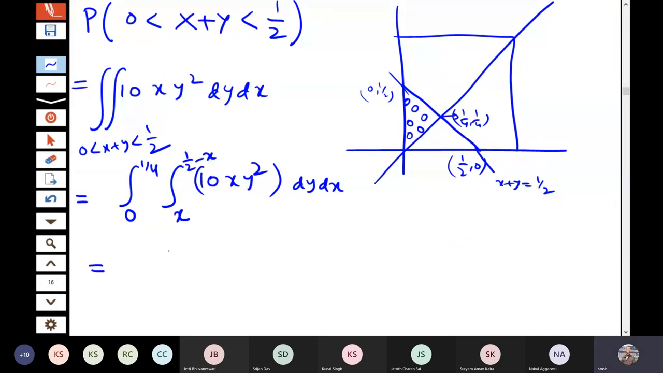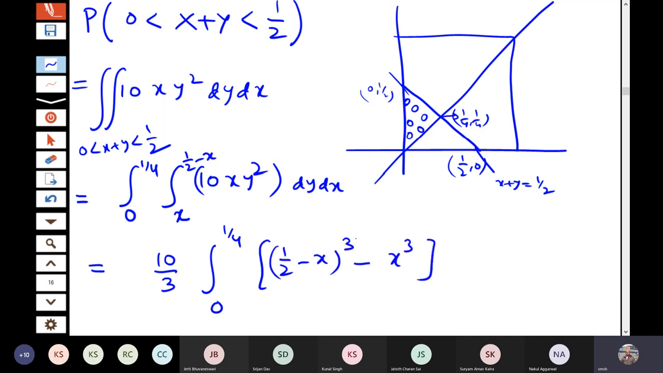So this becomes 10 by 3, 0 to 1 by 4. So y cube, that is half minus x cube minus x cube, and of course it is multiplied by x. Okay. And in the next step you can get the answer. So I am not writing down the full calculation here. You can do it.